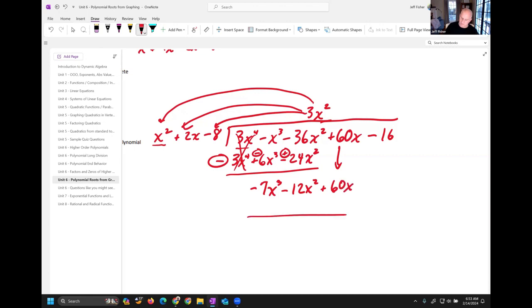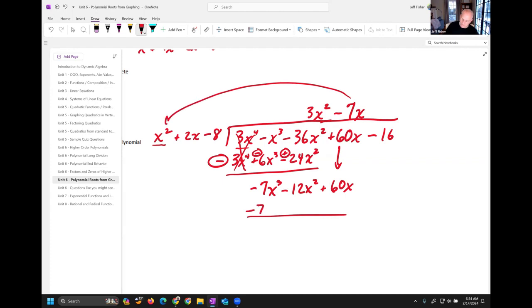And we do the same thing all over again. What do we need to multiply x squared by to get to -7x cubed? We need to multiply it by -7x. Well, -7x times x squared is -7x cubed. -7x times 2x is -14x squared. And -7x times -8 is a positive 56x. We subtract again. These go away.